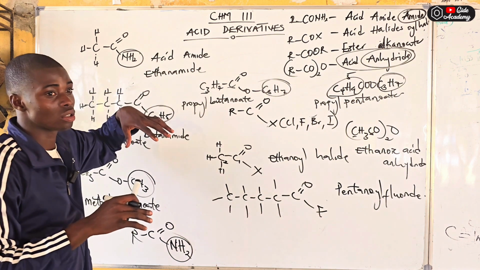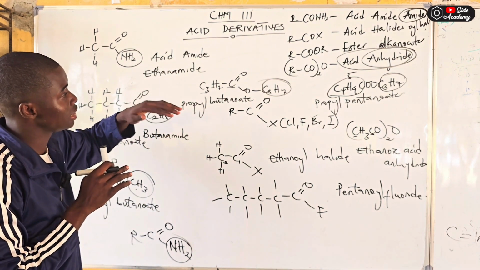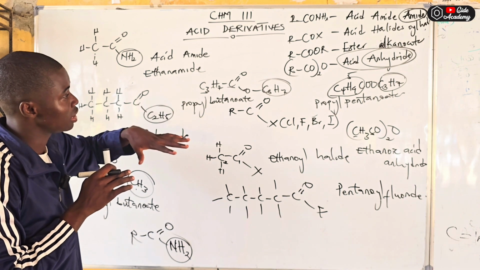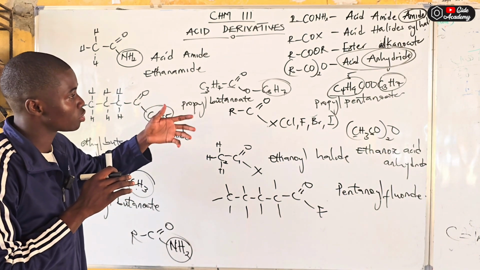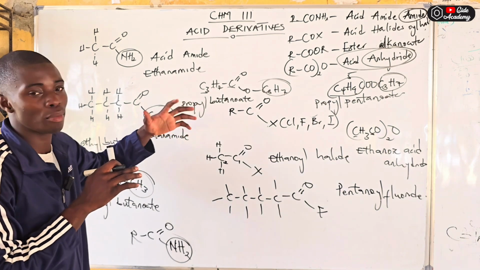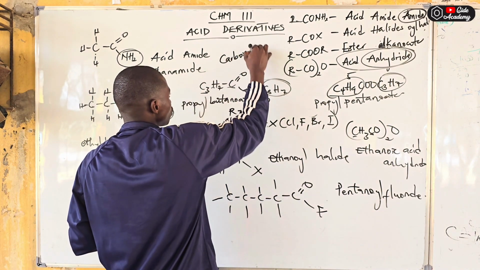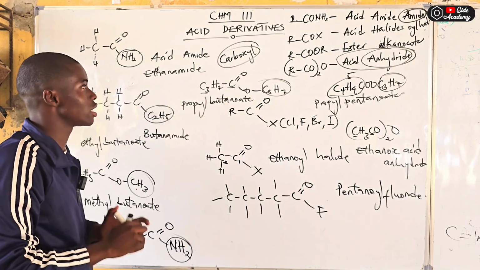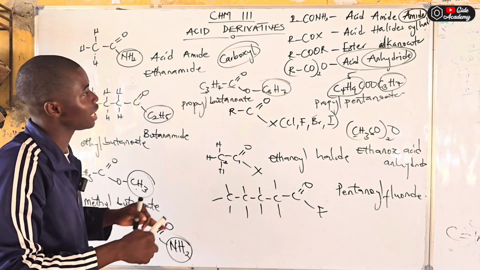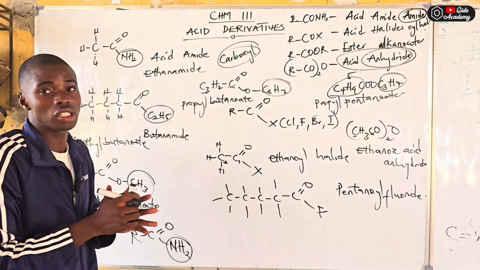But I have a few questions. For acid amide, acid halide, ester, and acid anhydride, which of the following is not a carbonyl group or a carboxylic group? Let me use that. Which of the following does not belong to the carboxylic group? So if you look at all of them closely, please take note. Acid amide, acid halide, ester, and acid anhydride, all of them have the carbon to oxygen functional group.